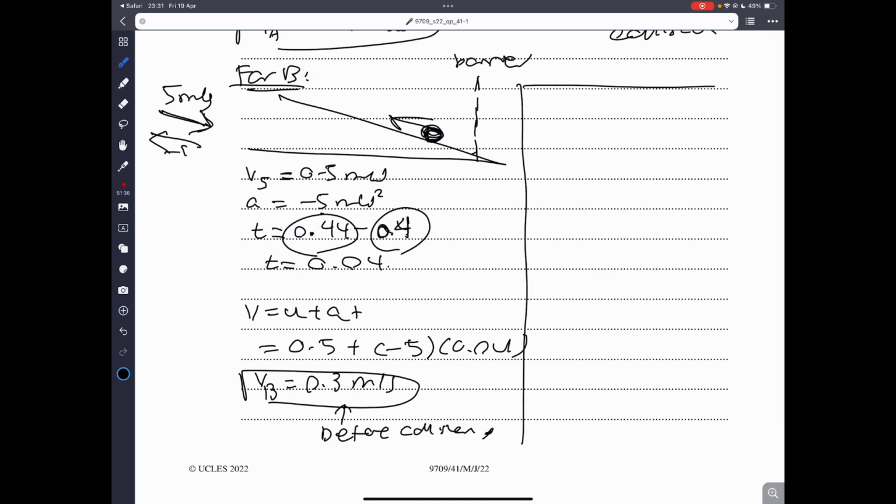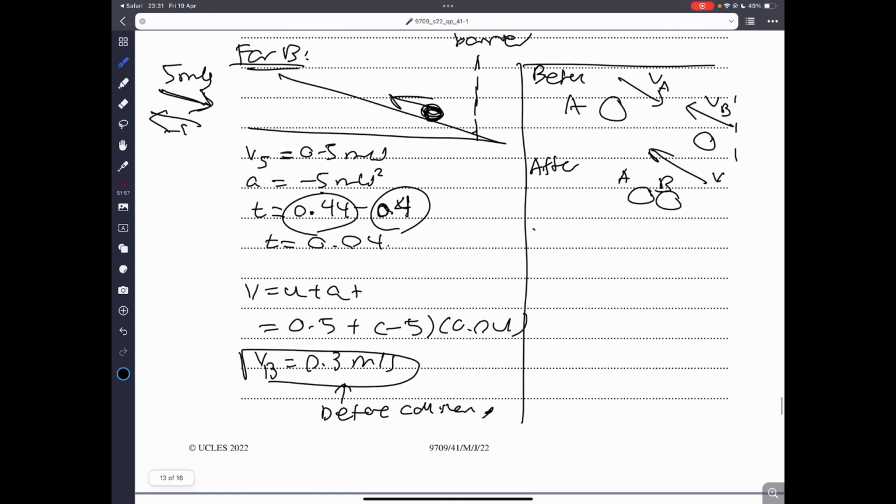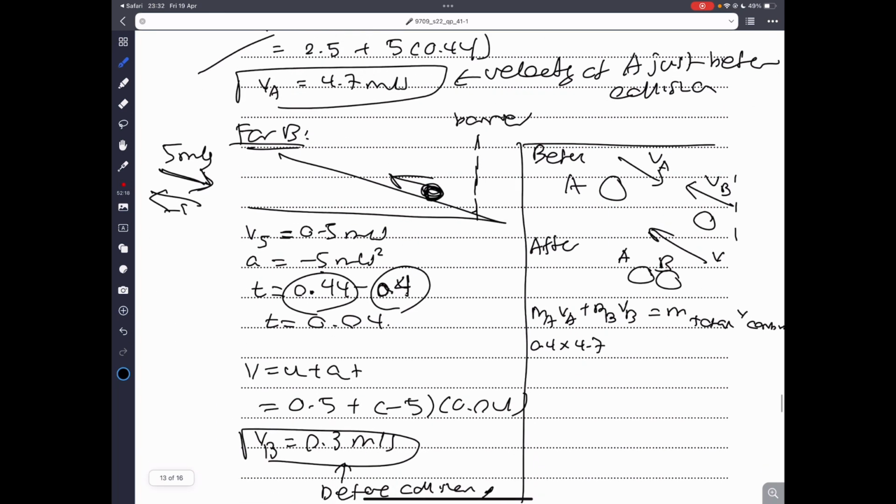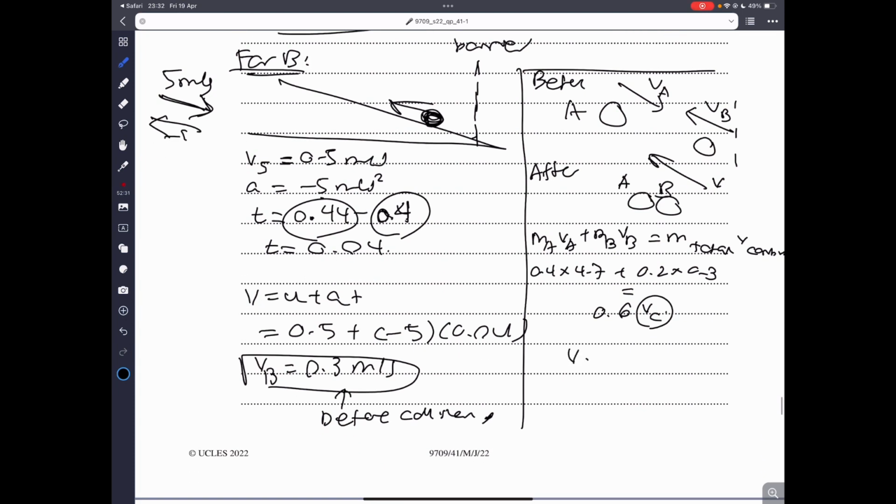So we can draw another diagram where A will move with velocity A and B will move with velocity B. This is before, and after, they will both stick together, they will coalesce, and they will move together upwards with V. So basically MA VA plus MB VB equals M total times V combined. So 0.4 times 4.7, we already got it from here, plus 0.2, which is the mass of B, times 0.3. This is equal to the combined mass 0.6 times V. So we want to know this V combined. V combined is actually 3.03. And this is how I get this.